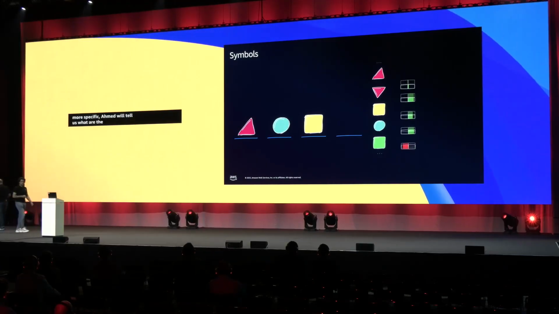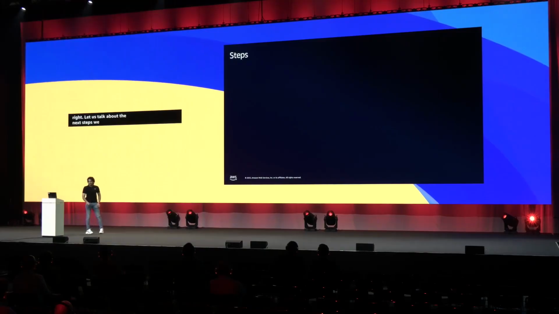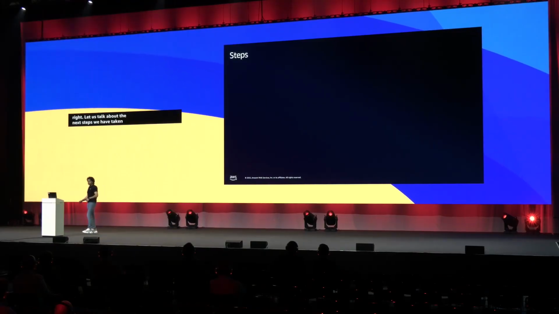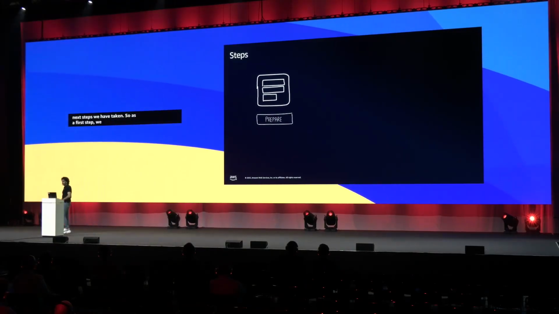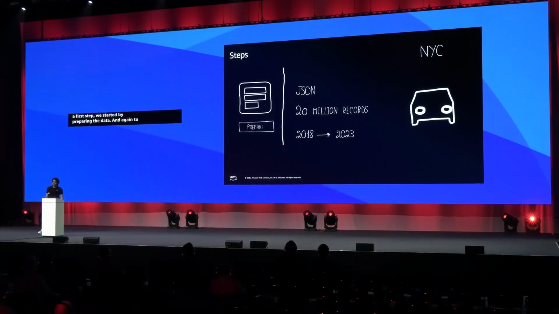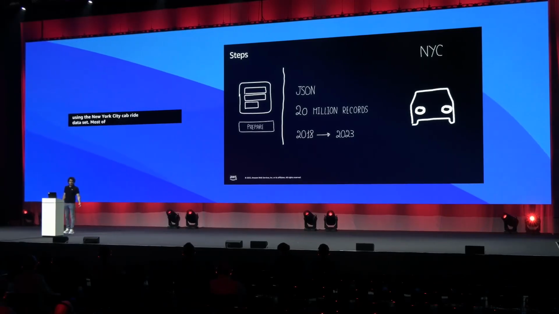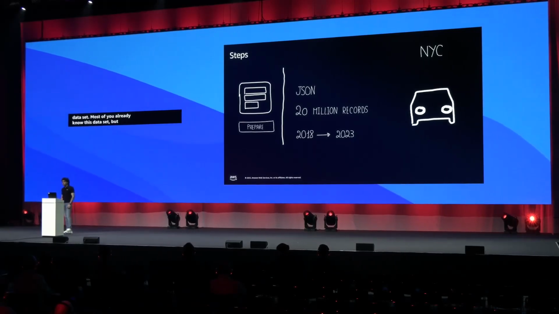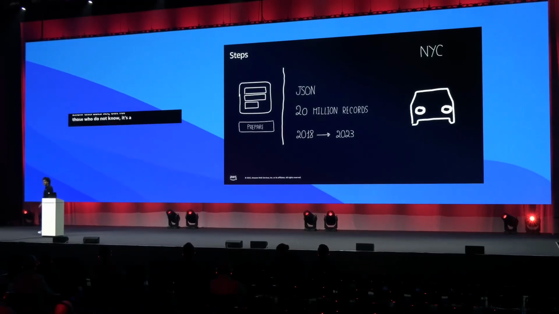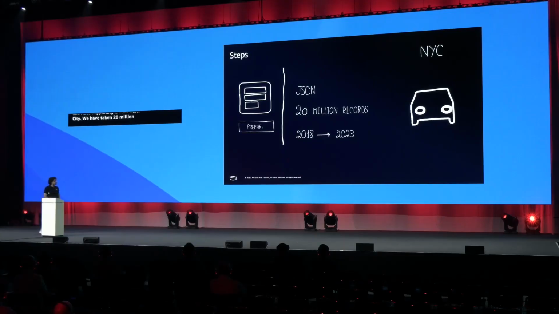All right, let us talk about the next steps we have taken. So as a first step, we started by preparing the data. And again, to talk about the data, we are using the New York City cab ride dataset. Most of you already know this dataset, but for those who do not know, it's a public dataset. It talks about taxi rides happening in New York City. We have taken 20 million records. We have mapped these as JSON, and these are trips from 2018 to 2023.